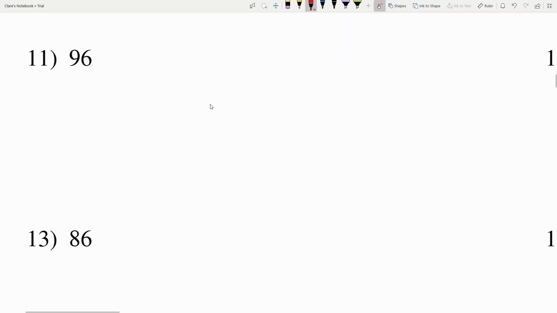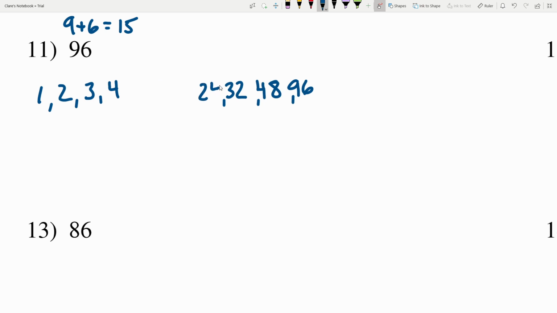In number 11, we have 96. So 1 and 96 is where we'll start. Then it's even, so I know 2 goes into it. 2 times what gives me 96? That's 2 times 48. Now I have to check if 3 divides into it. And I know it does because 9 plus 6 gives me 15, and 15 is divisible by 3. So 3 times what gives me 96? That's going to be 3 times 32. Now I'll check for 4. Does 4 divide into 96? 4 does indeed divide into 96. 4 times 24 equals 96.